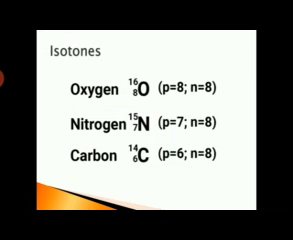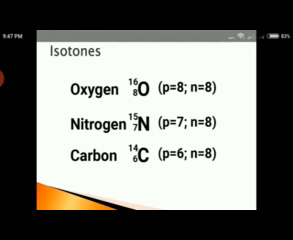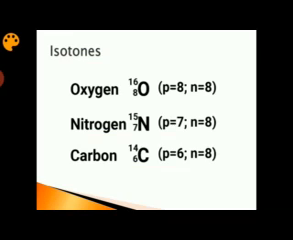Then other examples are 8 oxygen 16. In the oxygen 16 nucleus, there are 8 protons and 8 neutrons. So 8 plus 8 is 16, which is the mass number written here. Then 7N15. There are 7 protons and 15 minus 7 equal to 8 neutrons.